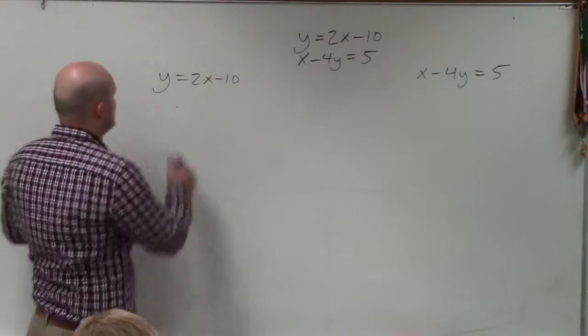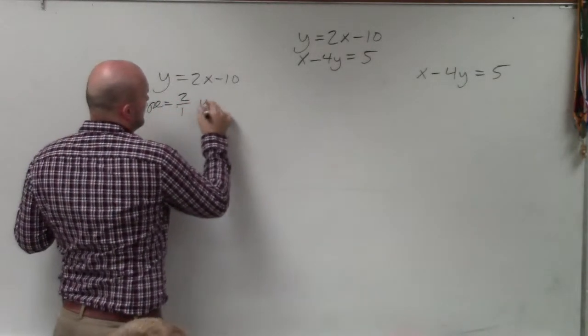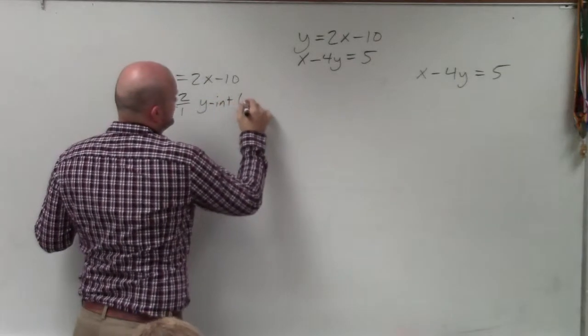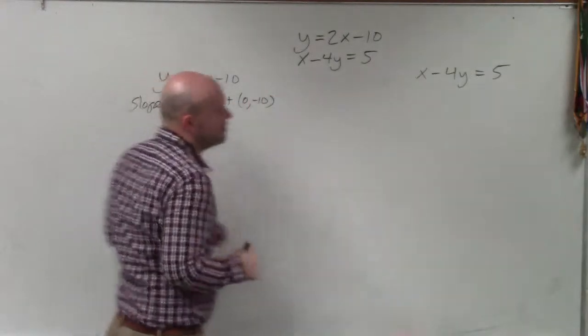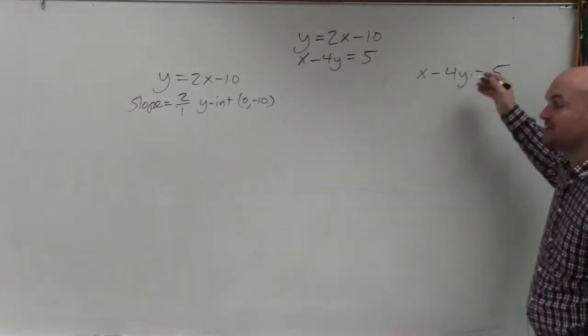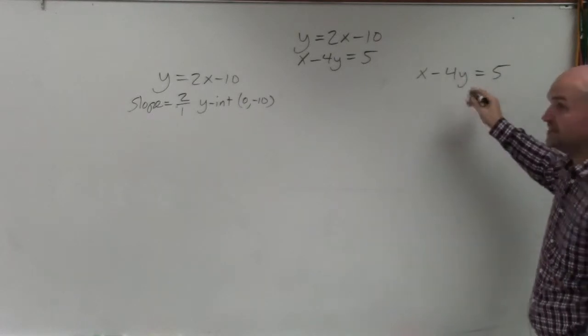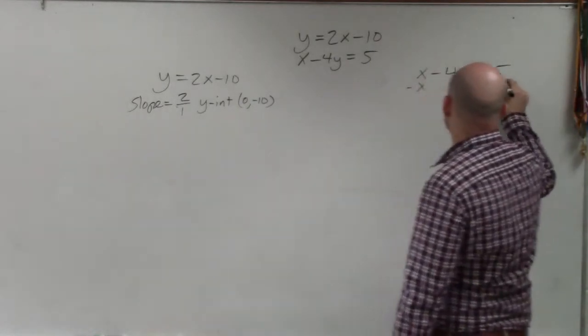So again, in this example, we know our slope is equal to 2 over 1, and our y-intercept is 0, negative 10. Over here, we need to solve for y. To put it in slope-intercept form, we need to isolate the y. So I'll subtract an x on both sides.